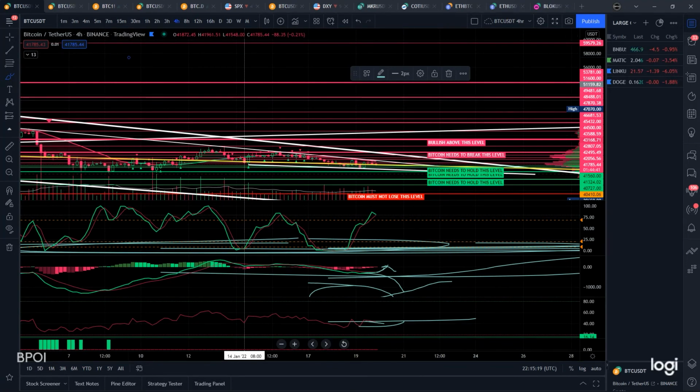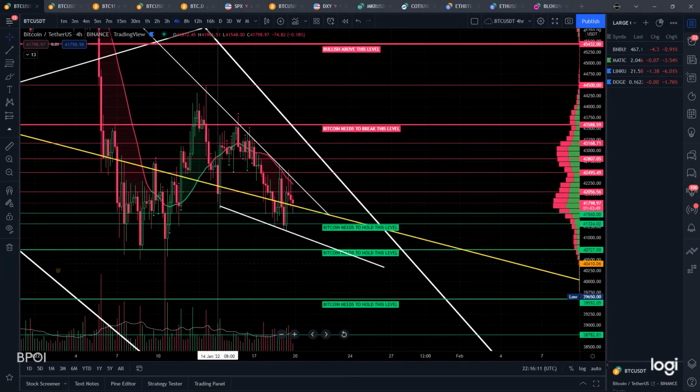One second, I'm just going to tidy up this chart. Right, there we go. That's a bit better. So yeah, not looking too good for Bitcoin at the moment. Let's see what happens over the next 24 hours.